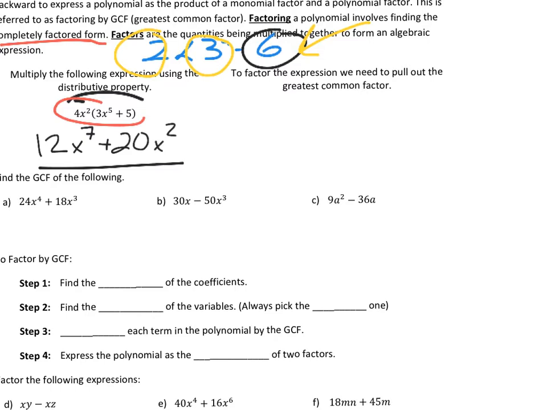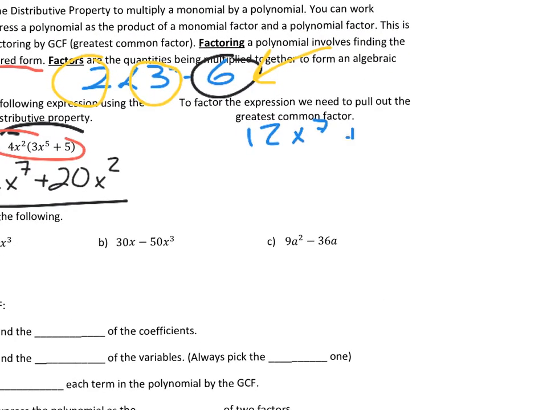So I'm going to rewrite this problem. 12x to the 7th plus 20x squared. Okay, so first we need to pull out the greatest common factor. Well, 12 and 20. Let's see, I could pull out a 1. Doesn't help me. I could pull out a 2. That is greater, but there's still got to be a greater one, hopefully. So think 3, no, 4, yes. 4 goes into both of those numbers, and it's the greatest. So I'm going to start by pulling out the 4.